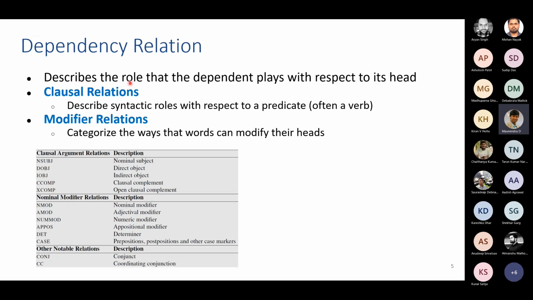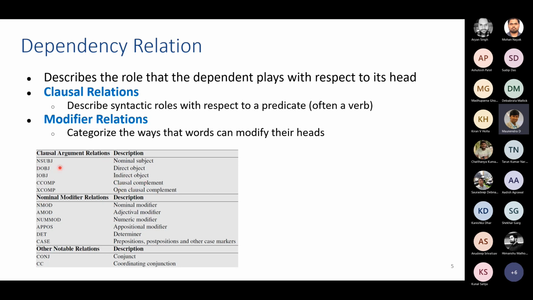Dependency relations describe the role that the dependent plays with respect to its head, and there could be different kinds of relations like clausal relations, nominal relations, modifier relations, and so on. Clausal relations are more towards the syntactic role. If there is a verb, there will be a subject, a predicate, an object. Those structural things will be listed using the clausal relations, like nominal subject, direct object, complement, and so on.